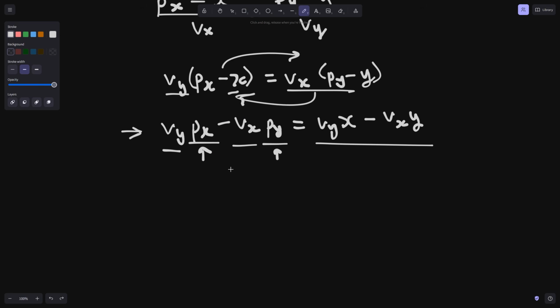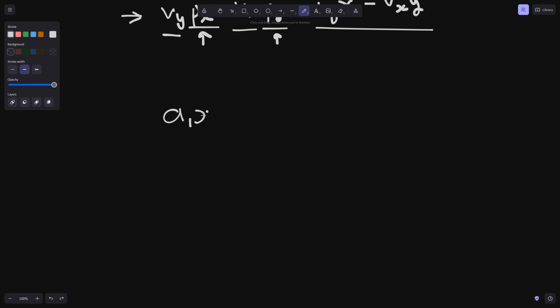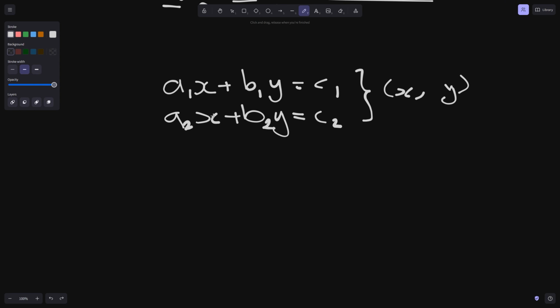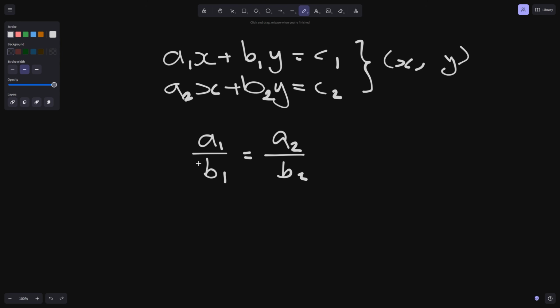Now we want to find an intersection point. So given two equations, a1x plus b1y equals c1, and a2x plus b2y equals c2, we want to find an intersection between these. In other words, we need to find some x and y that satisfy both of these. So first, let's check if they're parallel. If they're parallel, that means that their slopes are the same. And the slope is the rise over run, so it's either a1 over b1 or its reciprocal, I forget which one. But basically the long story short is that if these two values are equal, then these two lines are parallel. And so if they're parallel, we can just skip them.